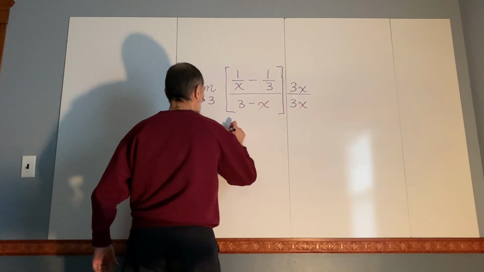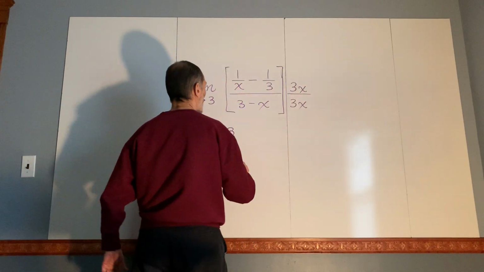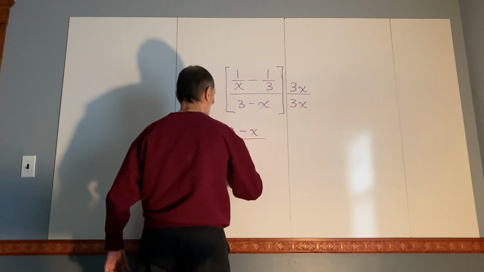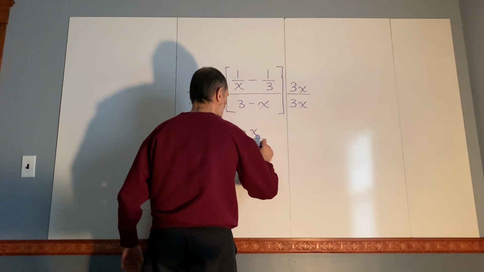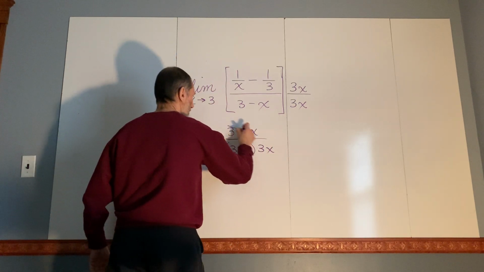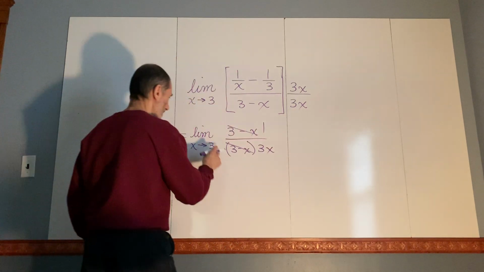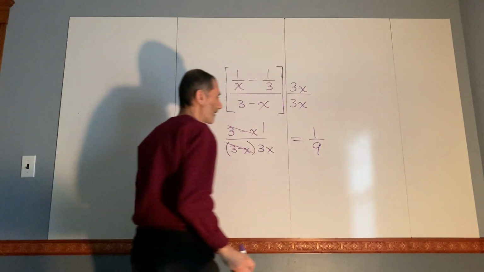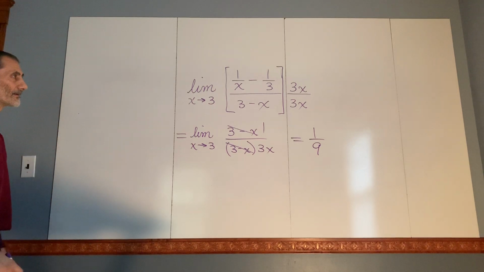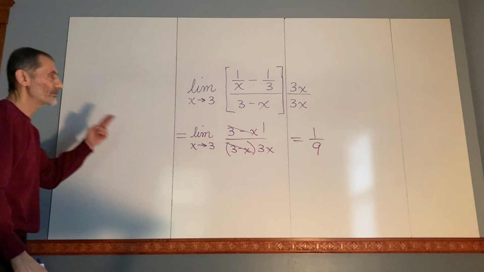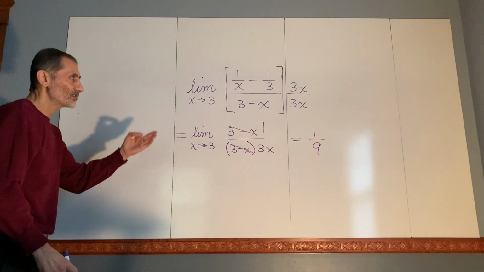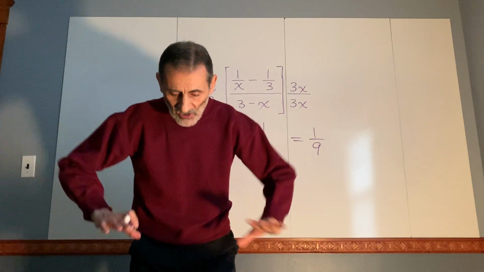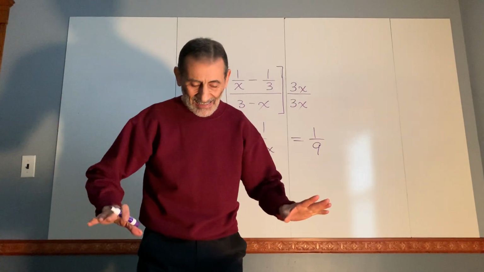3x times 1 over x is 3. 3x times 1 over 3 is x. Divided by 3 minus x times 3x, 1. As x approaches 3, this approaches 1/9. Factoring and canceling, multiplication by a conjugate, multiplication by the common denominator. 3 algebraic manipulations. Now, sometimes a limit just doesn't exist.